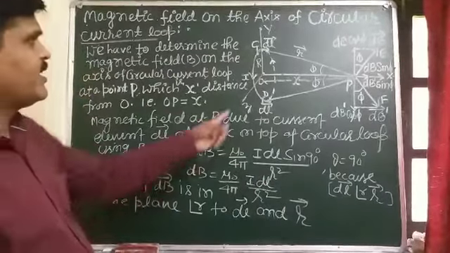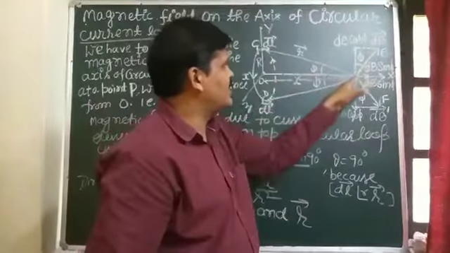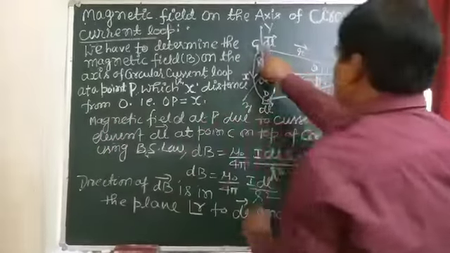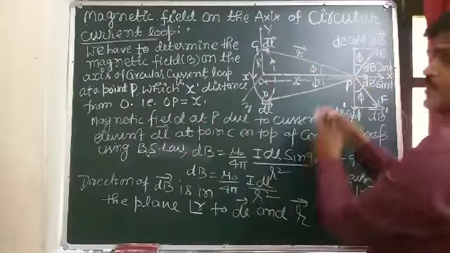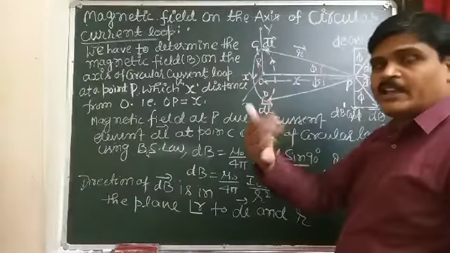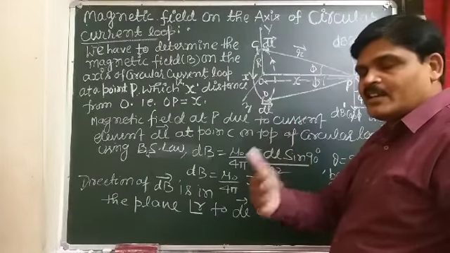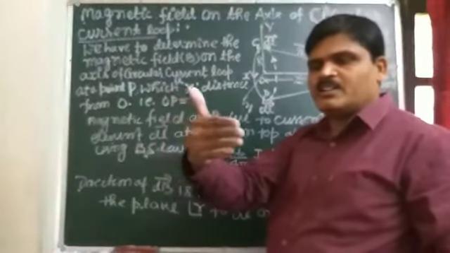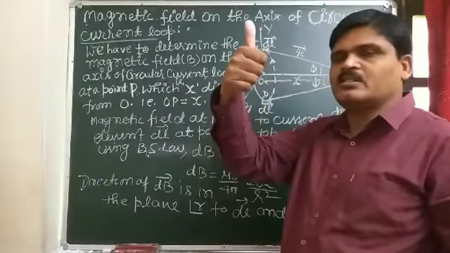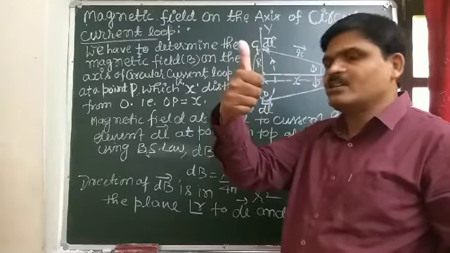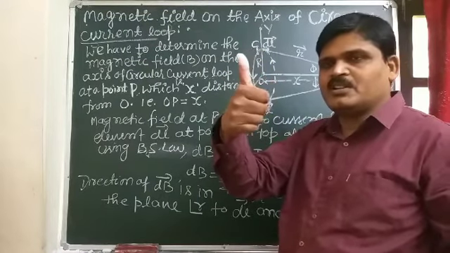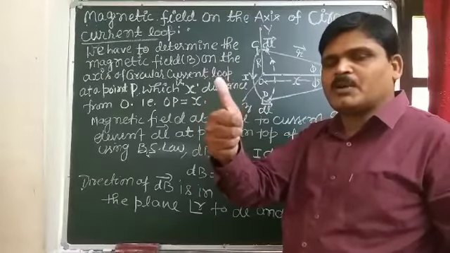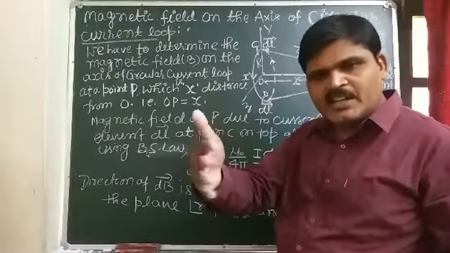Direction of dB, that is what? Perpendicular to the plane. This is dl and this is r, and you know that A cross B, where A and B are in a plane, and if you rotate vector A in the direction of vector B, then the thumb will give the direction of what? Direction of A cross B. So the direction of A cross B is perpendicular to the plane containing A and B.